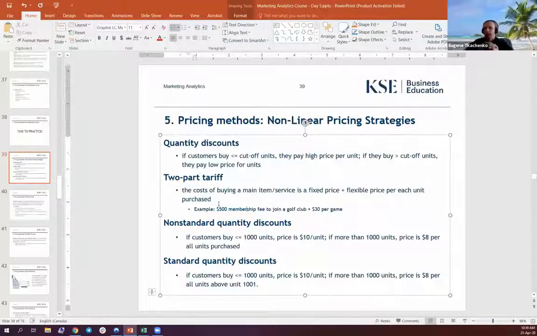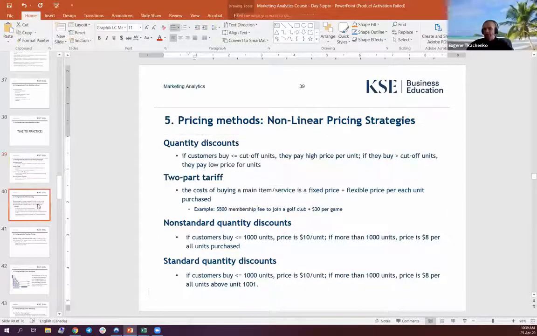to play a game or to get one-time service, which would be directly linked to variable costs. So for example, in the case with golf club membership, you're paying $500 for the membership regardless of the number of games you may want or may not want to play. But every time you go and want to play a game, you need to pay $30 extra. So everything membership related is mostly two-part tariff if we are talking about flat membership fees.